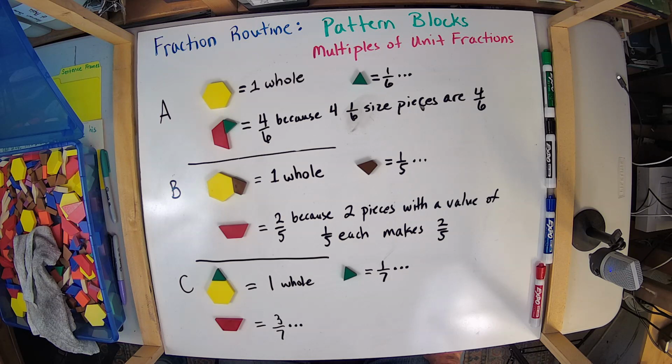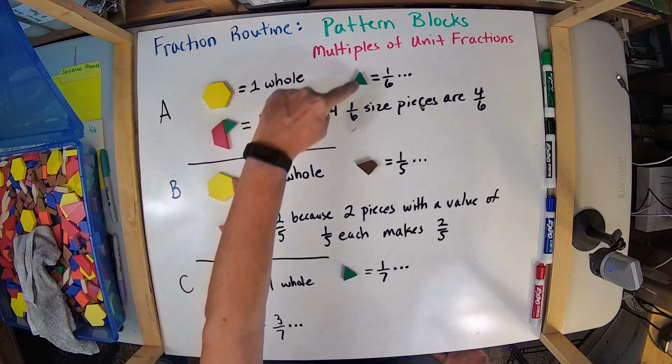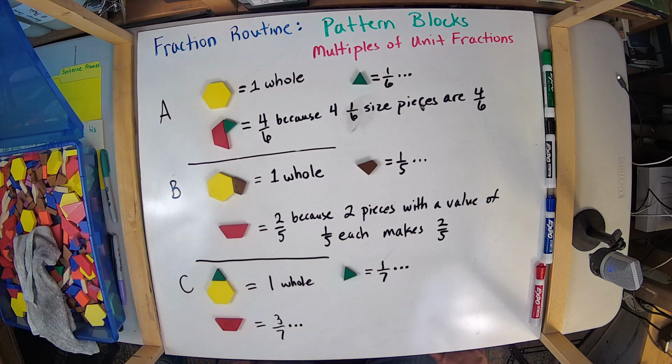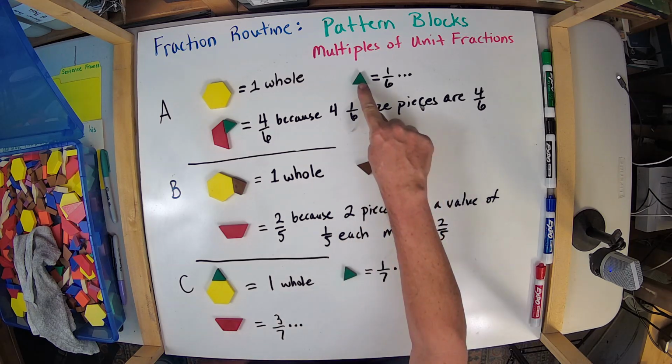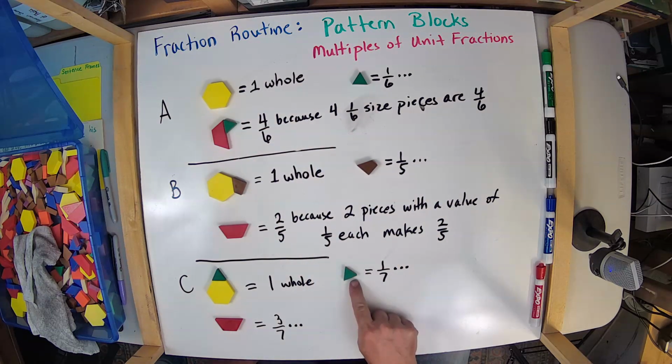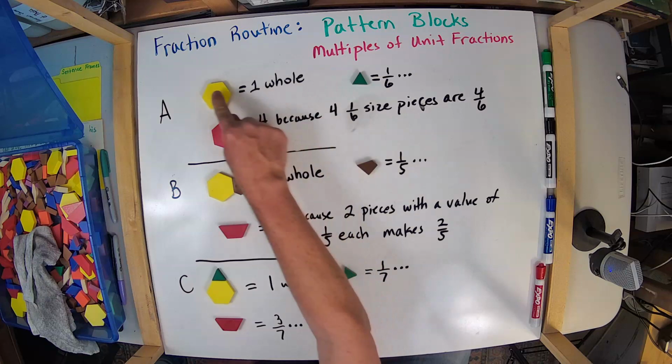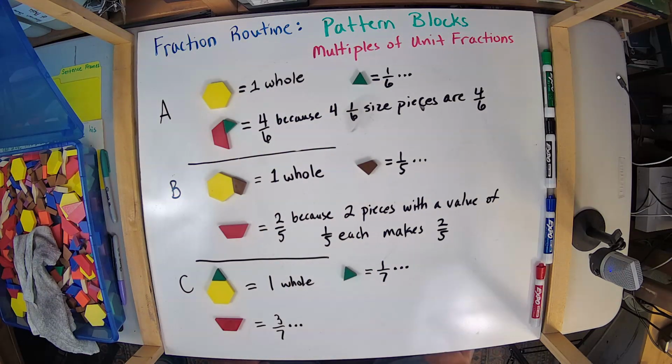so what are things that students will struggle with here? Teacher, why is the green one 1/6 here and why is it 1/7 here? You're going to need to constantly reinforce the idea that the fractional value of the block is only defined in relation to the whole. Why is it 1/6 here? Because that's the whole. Why is it 1/7 here? Because the whole is different. It has 7 green blocks, whereas this one only has 6 green blocks. That's what you want to do.